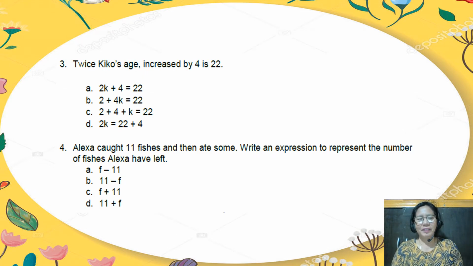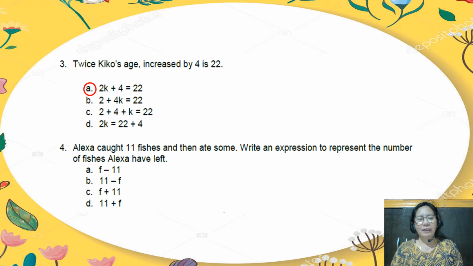Next number is twice Kiko's age increased by 4 is 22. So K represents the age of Kiko. Since it is twice, it should be 2K. Increased by 4, it is plus 4, is 22. That is written as equals 22. So therefore, the answer is 2K plus 4 is equal to 22, A.